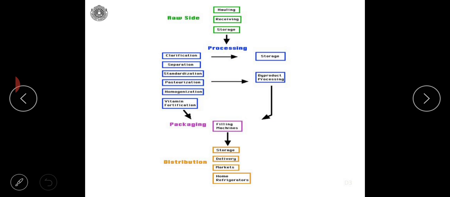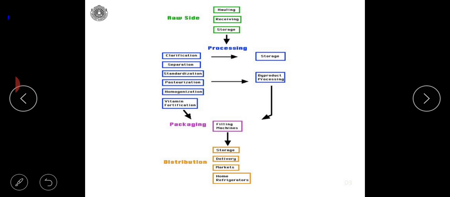So this is the flow chart showing the different steps that are involved in the dairy industry during preservation, processing and marketing. As we observe here, the first steps are hauling, receiving, storage. Processing is done after clarification, after separation, after standardization, and after pasteurization.